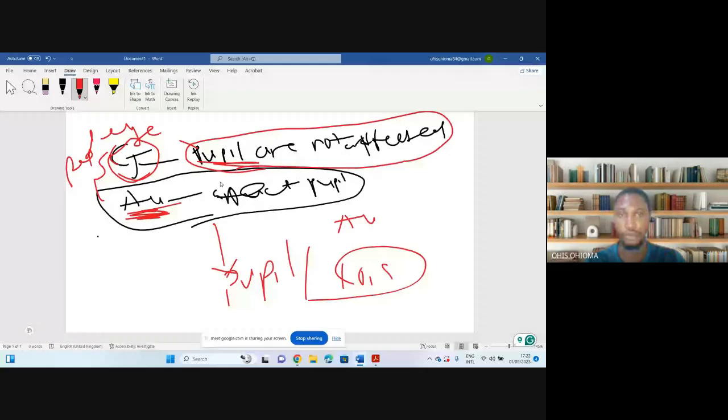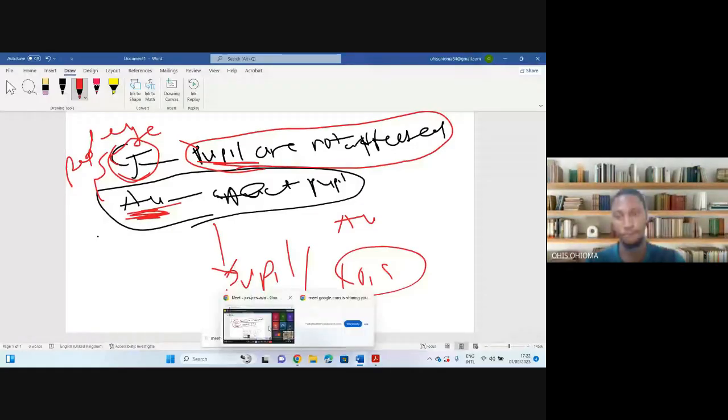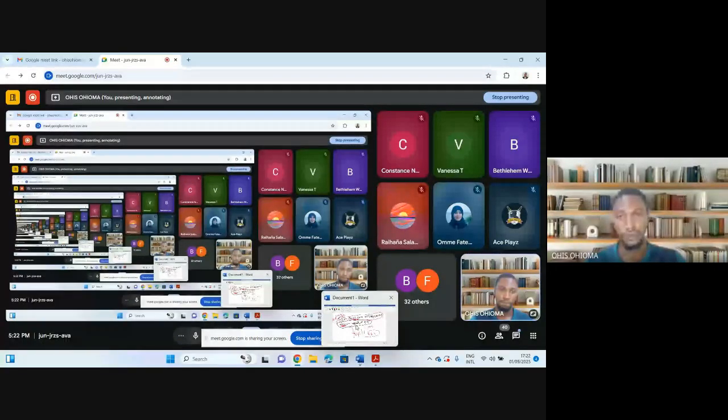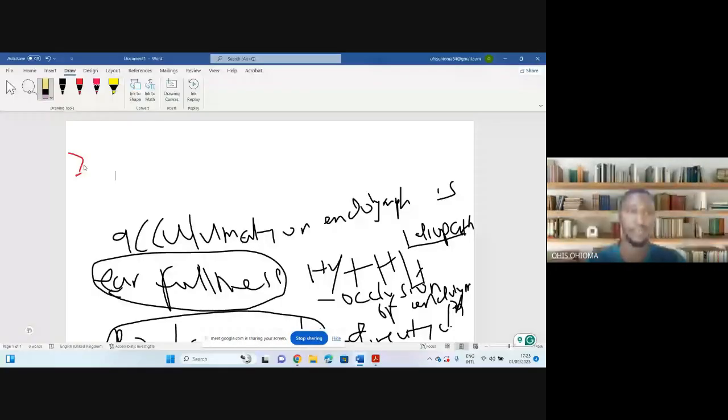So if the patient has pupil involvement, you're thinking of anterior uveitis. If the patient has no pupil involvement, you're thinking of conjunctivitis. That was what I was just trying to say. Do you get that? Okay, so let's go. Very simple to understand.